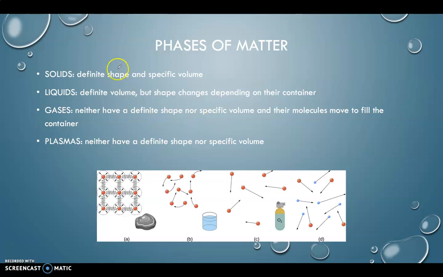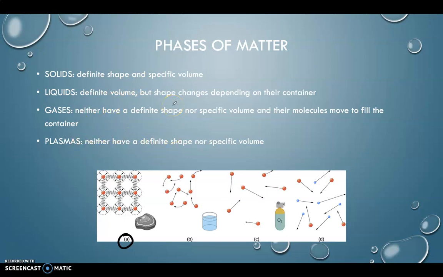The first one is solids, and solids have a definite shape and a specific volume, like this in figure A here. This is what we've been talking about a lot this semester, different solids and the motions of these solids. Then we have liquids, gases, and plasmas.